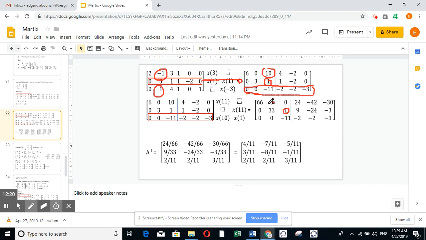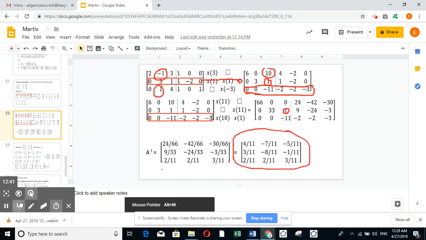Now, as you can see, I have a diagonal matrix. So to get here 1, 1, 1, I divide the first row all by 66. So here, the second row by 33, I get here. The last row by minus 11, I get this one, and this is the simplification. This is the inverse matrix.